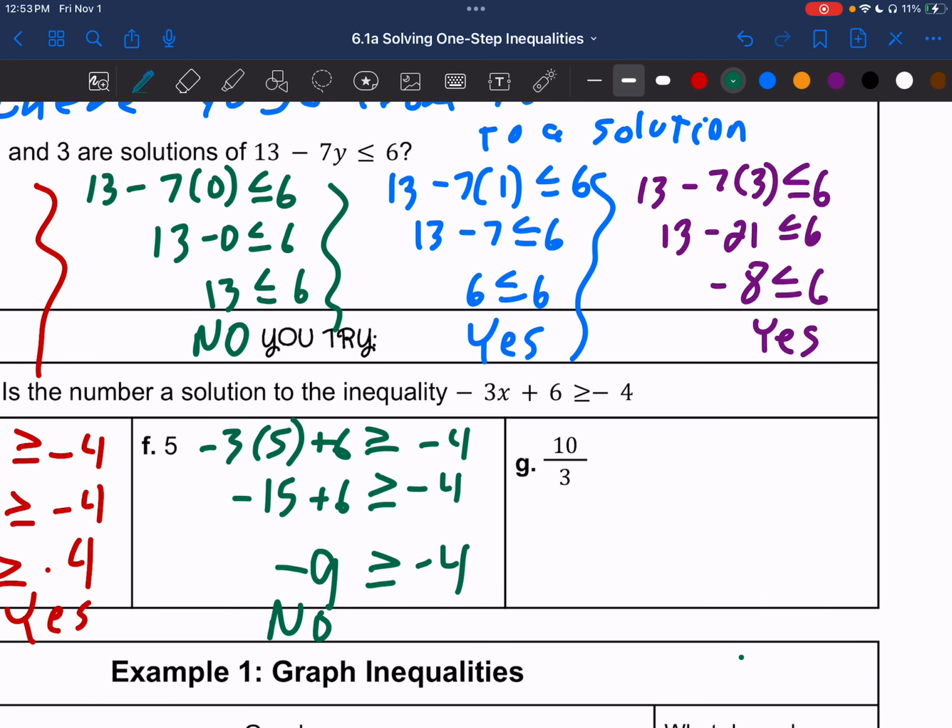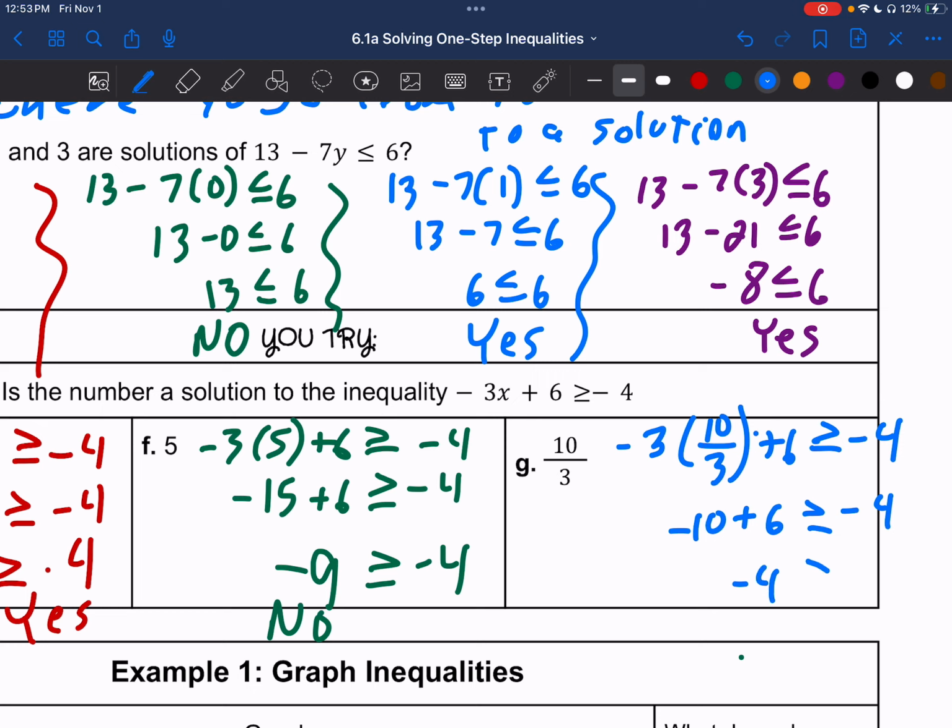And lastly, we have 10 thirds. So we have negative 3 times 10 thirds plus 6 is greater than or equal to negative 4. So you have negative 10 plus 6 is greater than or equal to negative 4, and that gives you negative 4 is greater than or equal to negative 4, which is true.